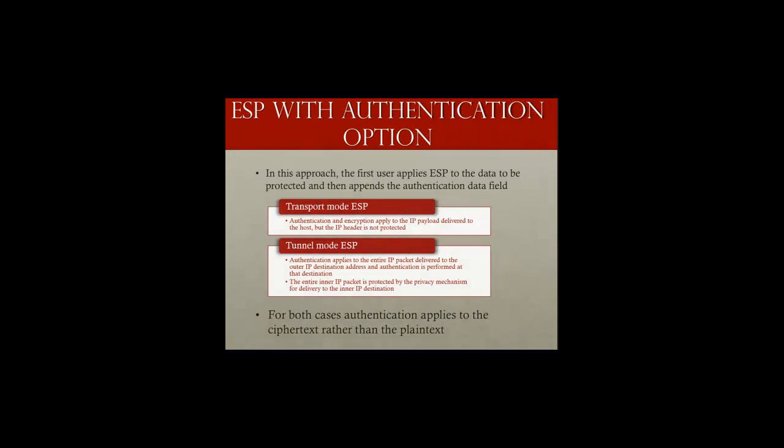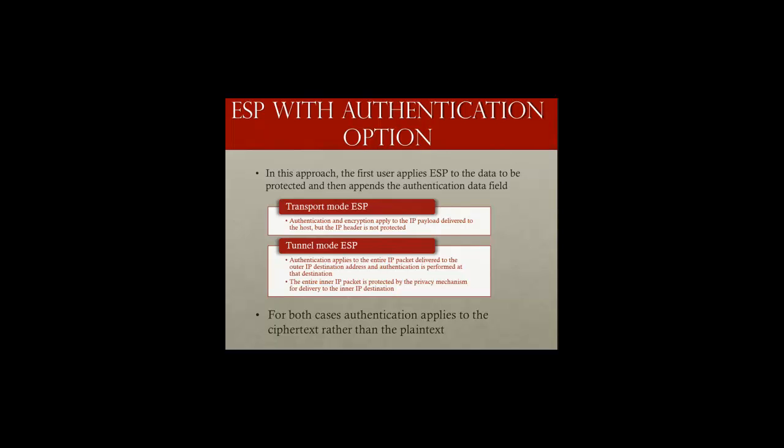ESP with authentication option. Encryption and authentication can be combined in order to transmit an IP packet that has both confidentiality and authentication between hosts. We will look at several approaches. One approach is where the user first applies ESP to the data to be protected and then appends the authentication data field. And there's actually two subcases.